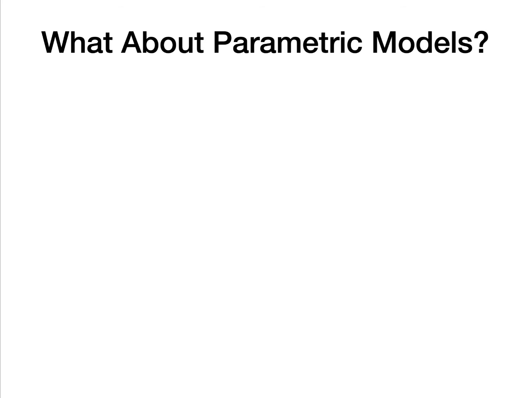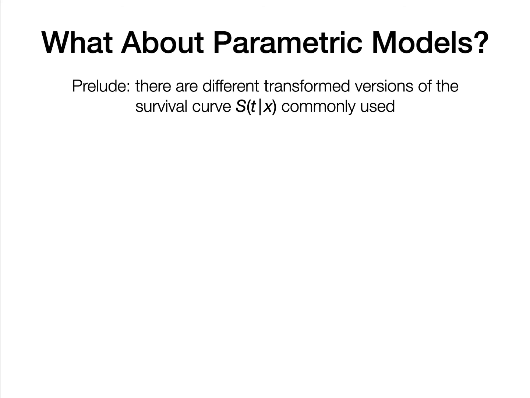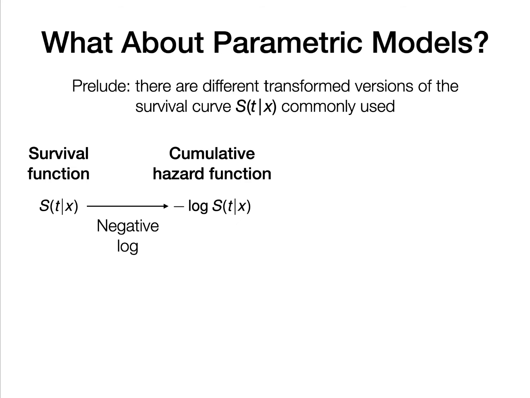So you might then wonder, well, what about parametric models? Before I get into the only partly parametric model that I'll talk about in this tutorial, I'll mention that there are some common variants of the survival curve that are commonly used and commonly estimated. And in a sense that will be made clear momentarily, these different transform versions are kind of equivalent, okay? So we have our survival function S of t given x. I can take the negative log of this, and this thing is referred to as the cumulative hazard function. And I'll say in a little bit why it's called that, but for now, I'll just say this is a cumulative hazard function.